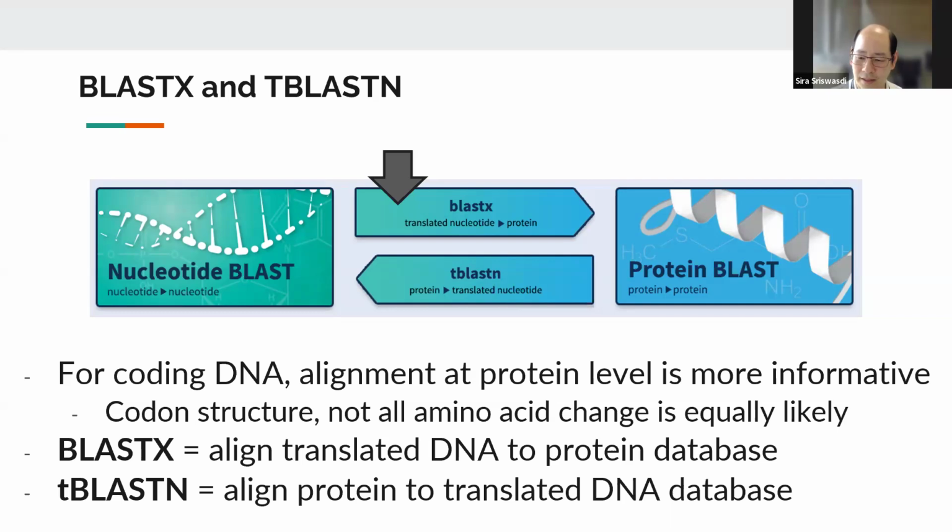So in this case, the translation of nucleotide will occur on the RNA database, and your protein input will be searched against that translated database. So it's a cool application that if you study non-model organisms, you're going to like this. If you use model organisms, then you can do the regular nucleotide and protein searches.